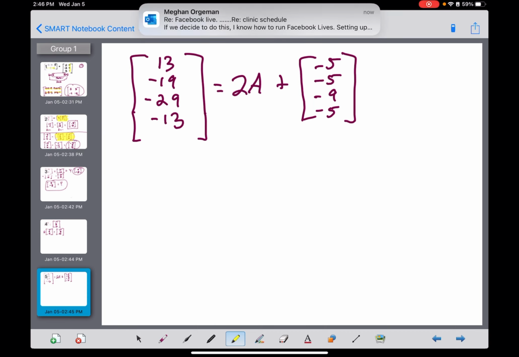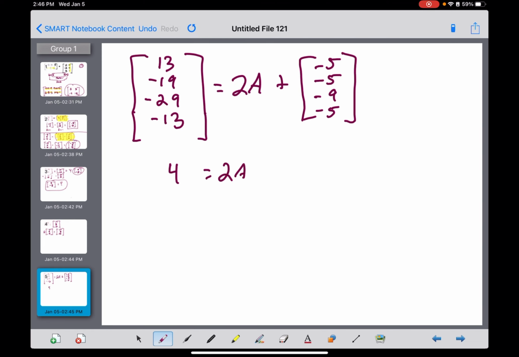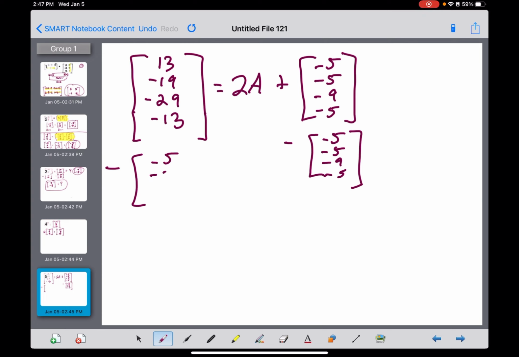Again, think about it as being just numbers. 4 is equal to 2a plus 7. You're going to subtract 7 first, right? To solve this, you would subtract 7. Well, that's what you're going to do. But it's not a 7, it's a matrix. So you're going to subtract off negative 5, negative 5, negative 9, and negative 5 from both sides. Lots of negatives in here. So you got to be careful.